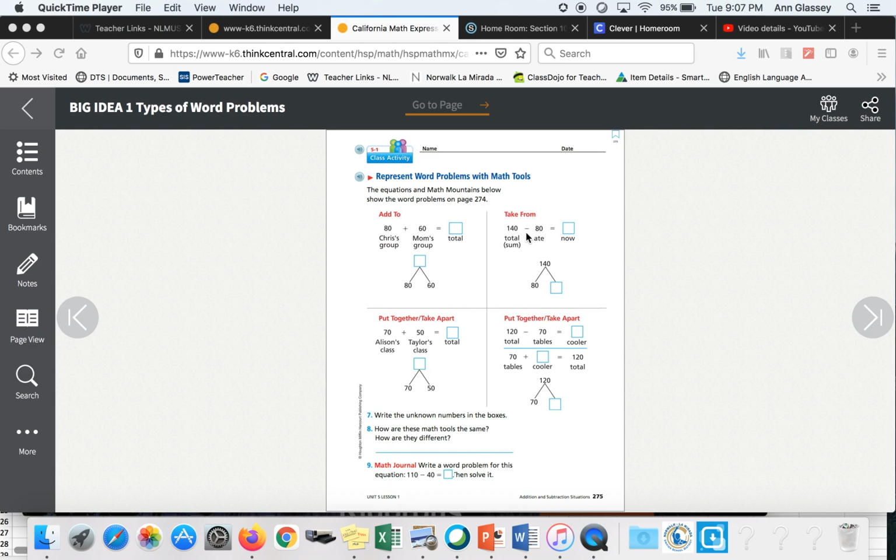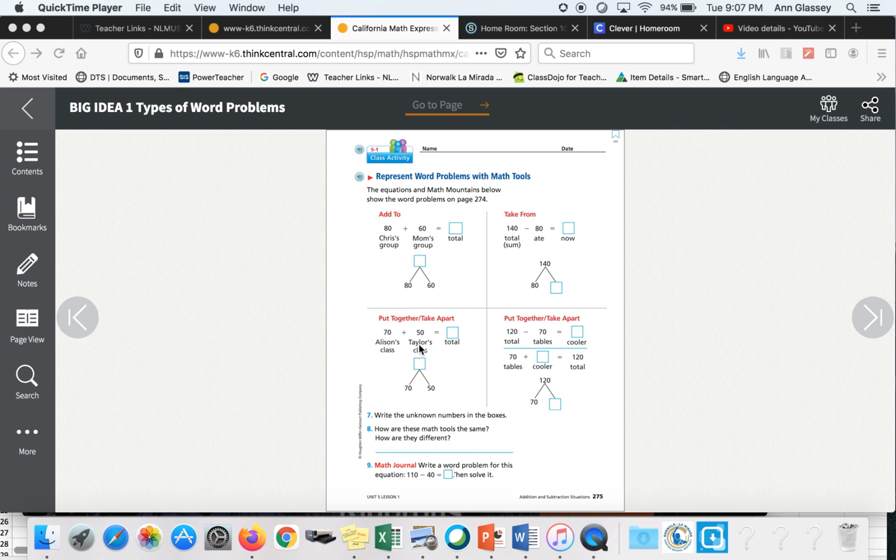If it's a take from math word problem, you start with the total, you put one of the parts, one of the addends, and then a box for the missing addend, and you can subtract total minus addend equals the other addend. Put together and take apart, there are two different tools.